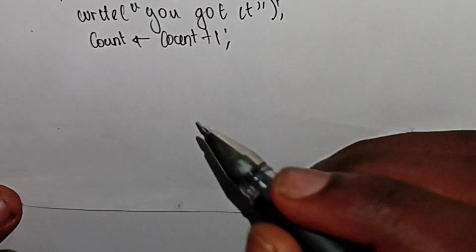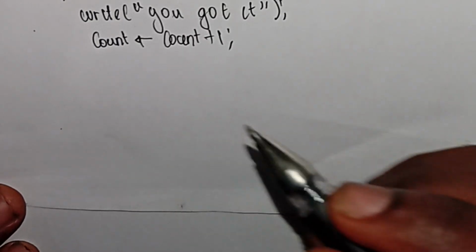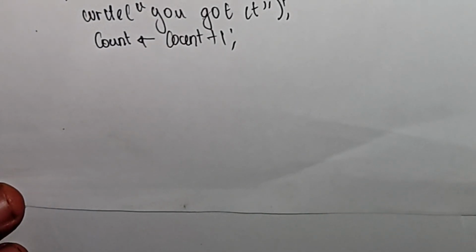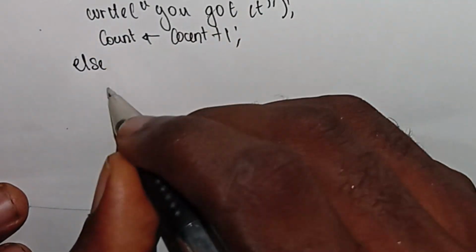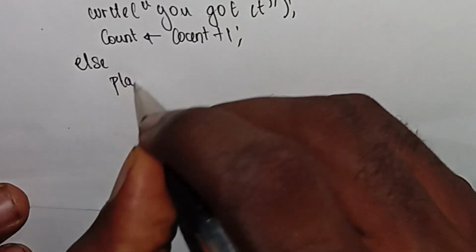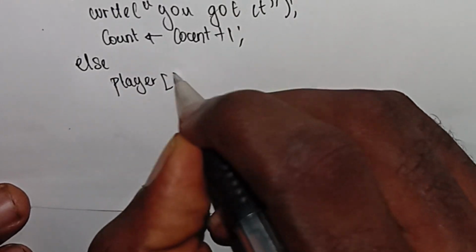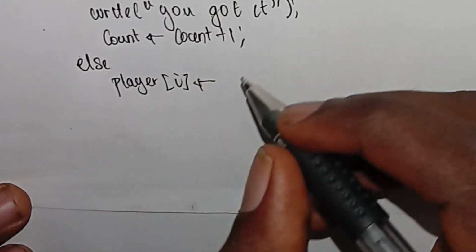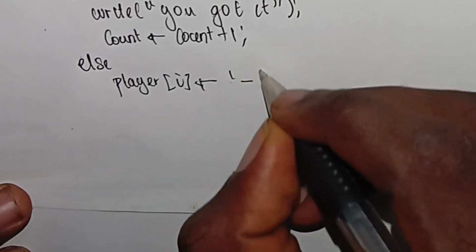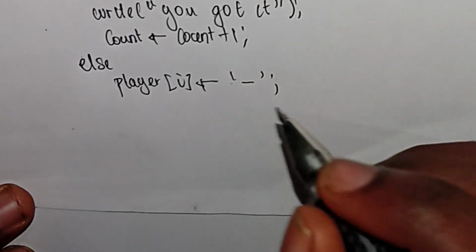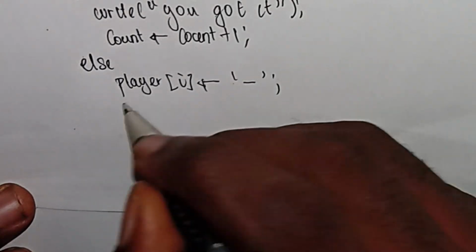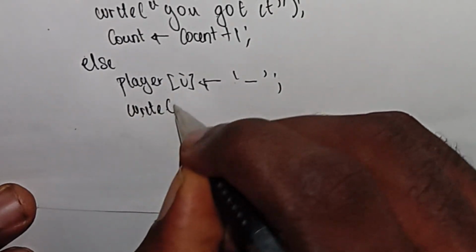Okay, the next thing we want to do is check, and else it means he didn't get it right. So we want to modify the value which was here. So player at the index of I should be modified back to a dash. And you missed it. We want to write something like missed it.